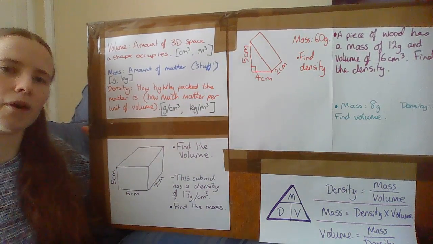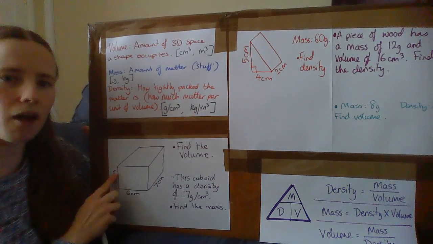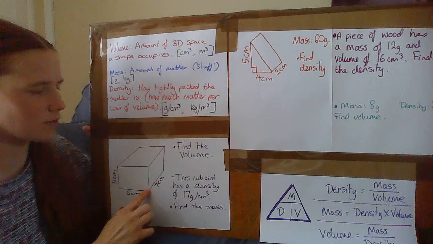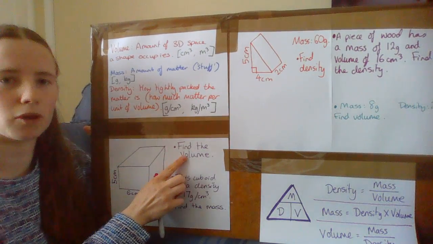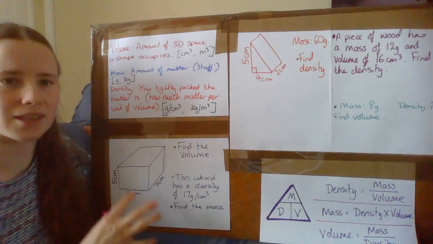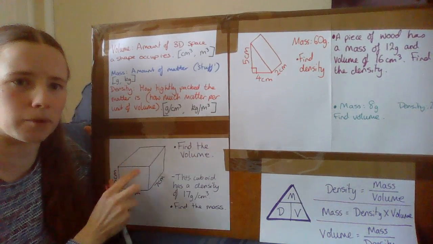First of all, I've got here a cuboid, and this cuboid has a base of 6, a height of 5, and a depth of 7. The first thing I'm going to do with this cuboid is find the volume, because when I'm working with mass and density, these three are all related to each other. So if I can find the volume, I'm going to.